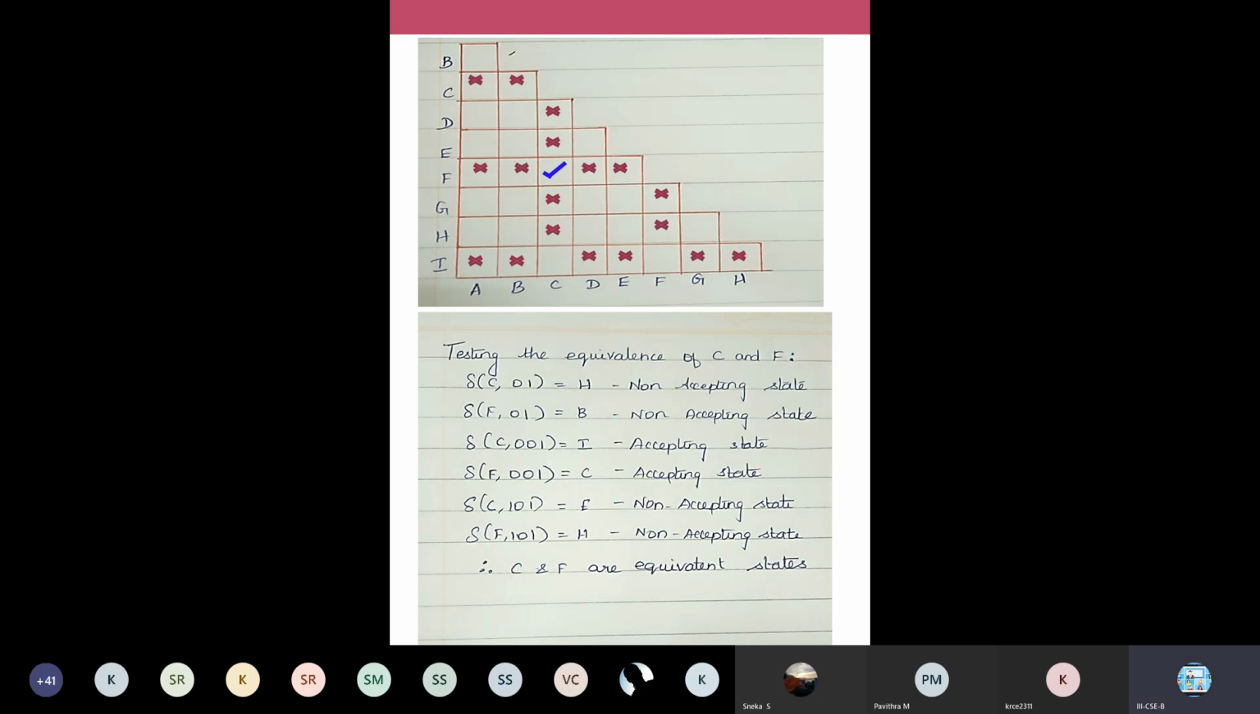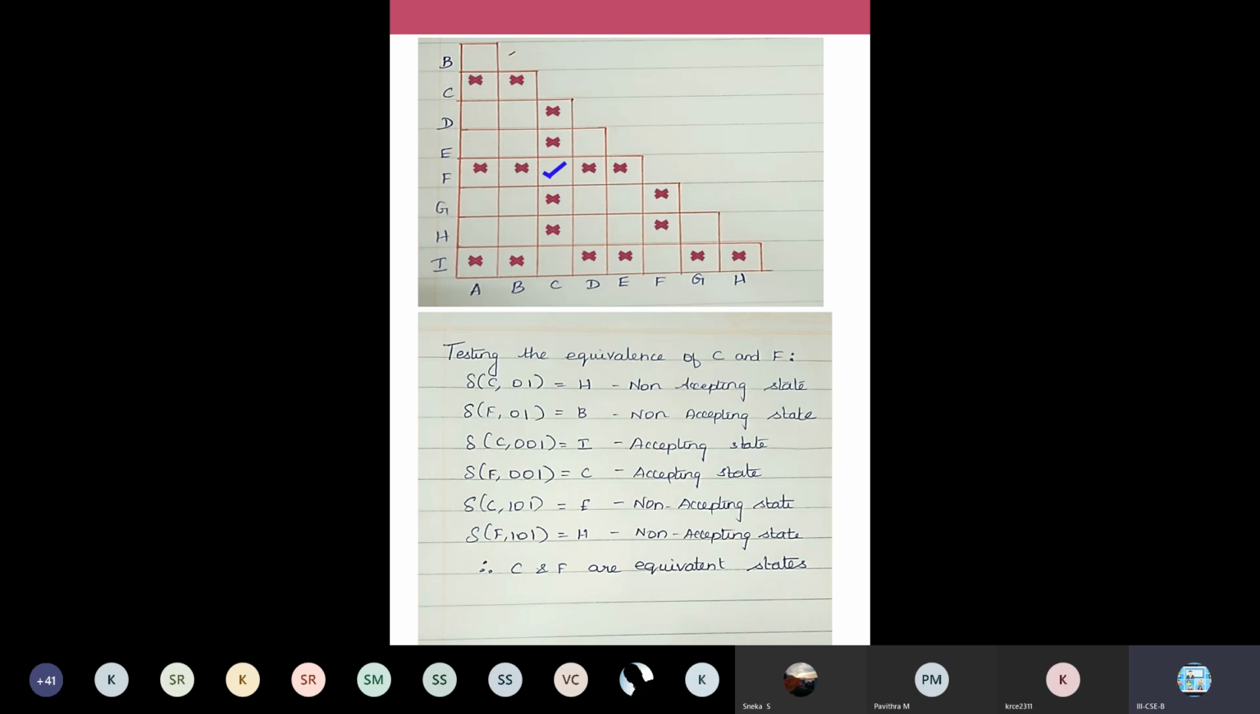And when you are applying C comma 0 0 1 also, you got I, an accepting state, and the same string 0 0 1, when you are applying on F, you analyze your diagram. In state F on giving 0 0 1, on giving a 0 it goes to G, another 0 it goes to H, on giving a 1 it goes to C. That is the accepting state. So both the transitions are similar here also.